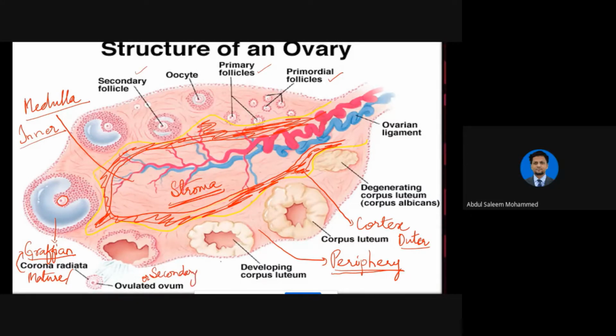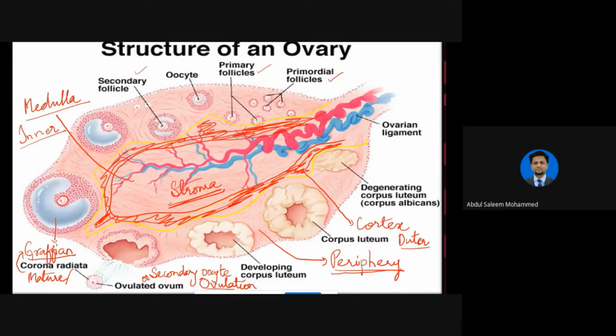Please make a note of it. This diagram is also very important. Okay. So the secondary oocyte, which is also called the ovum, will be released from the peripheral regions of the ovary. The process of releasing the ovum out of the ovary is known as ovulation.